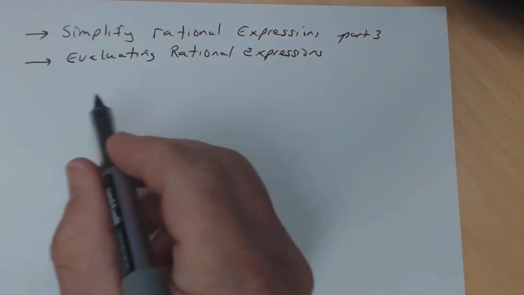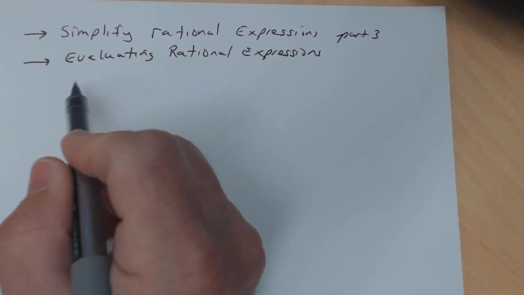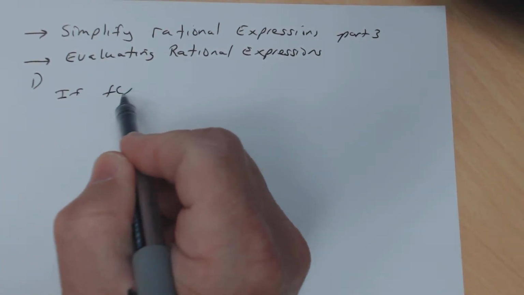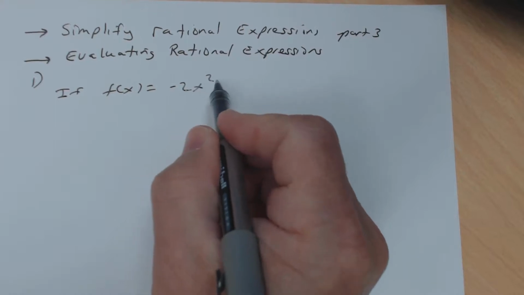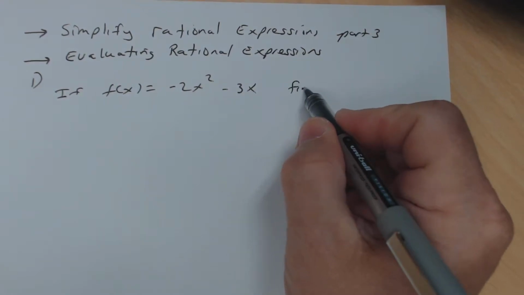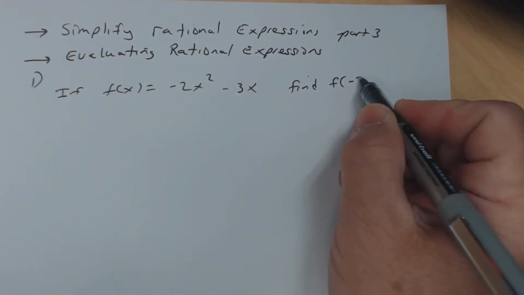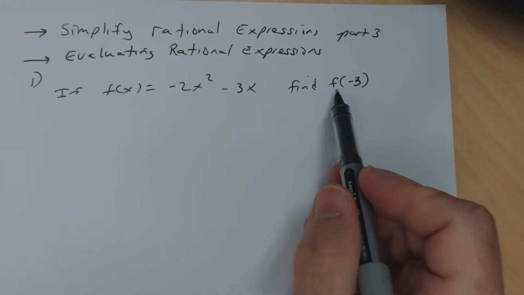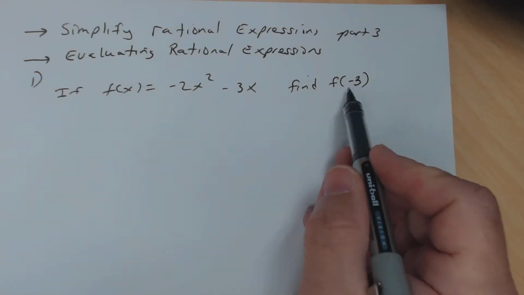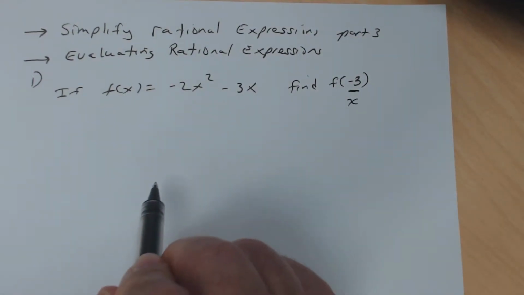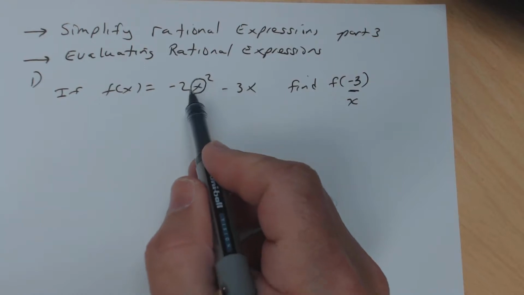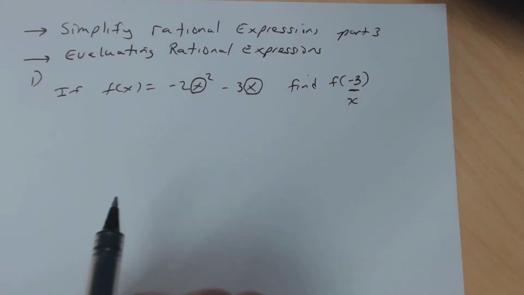For example, one of the examples you had before was something like this. Example 1: if f of x equals negative 2x squared minus 3x, let's say. So we have this quadratic function, and you're asked to find, let's say, f of negative 3. Remember, that means you want to find this function value when x is negative 3. So you go to your function f, and wherever you see the variable x, right here and right here, you're going to substitute negative 3.